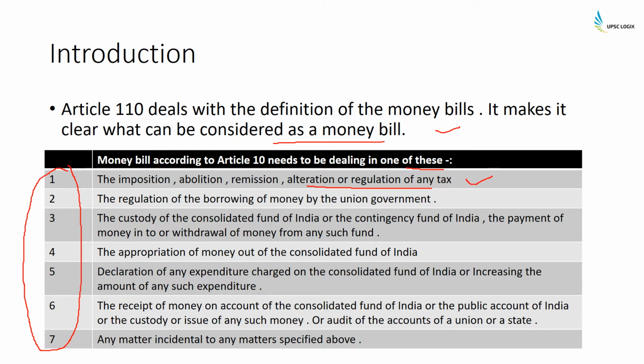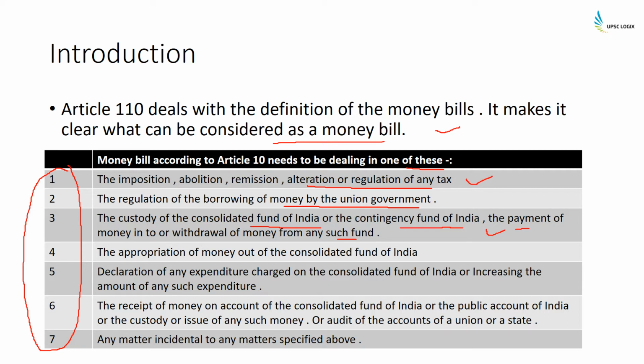Number 2 is any bill dealing in regulation of borrowing of money by the union government. Number 3: the custody of the Consolidated Fund of India or the Contingency Fund of India, the payment of money into or withdrawal of money from any such fund. So any bill dealing in withdrawal or putting money into the Consolidated Fund of India or Contingency Fund of India is considered a money bill. Also, any payments from these two funds are considered a money bill.